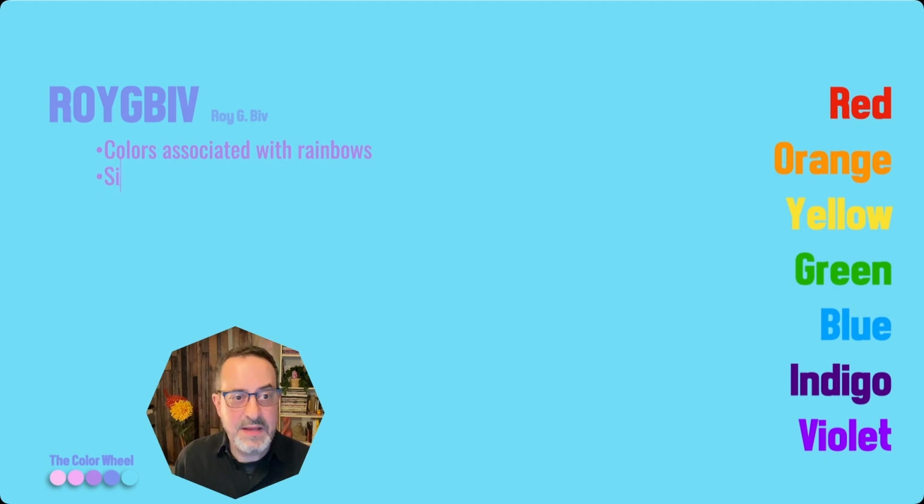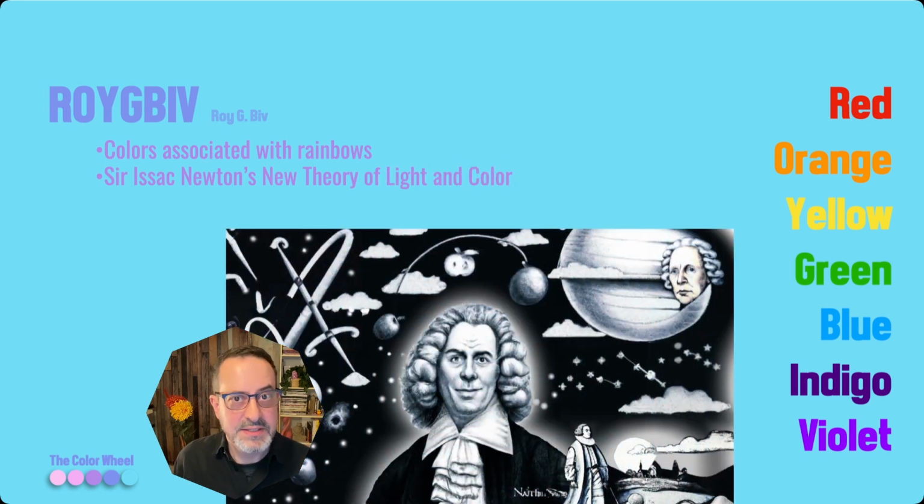In the 17th century, Sir Isaac Newton began to study color theory. He noticed that when light passed through a prism, that it separated into these colors. He then started down this path of studying color theory. He arranged those colors into a circle, and that ultimately became the artist's color wheel.